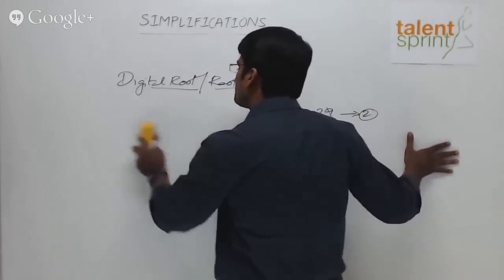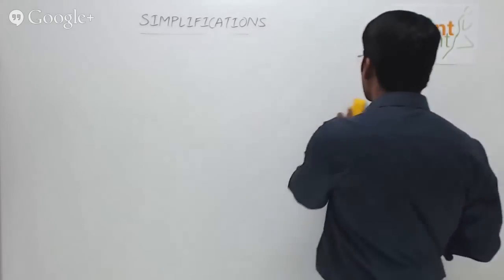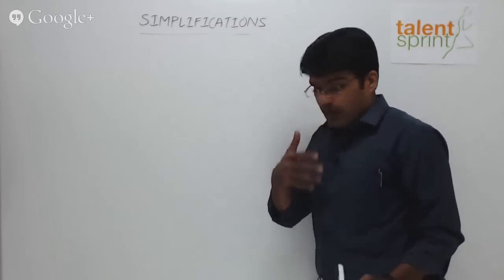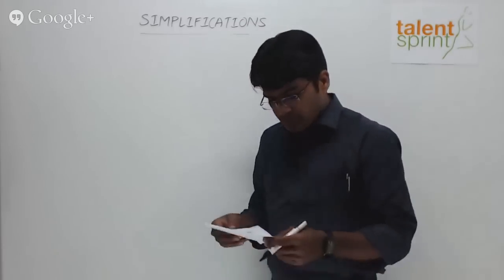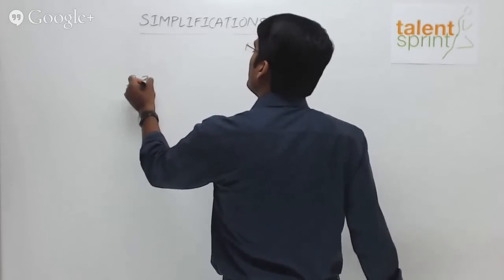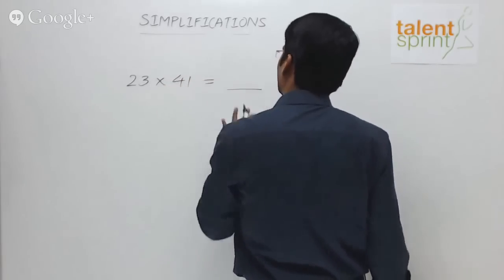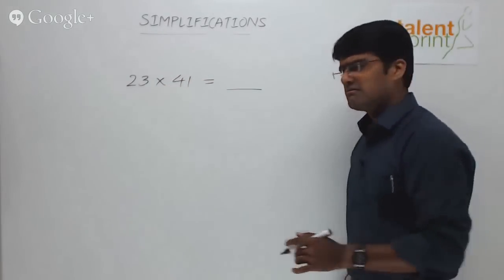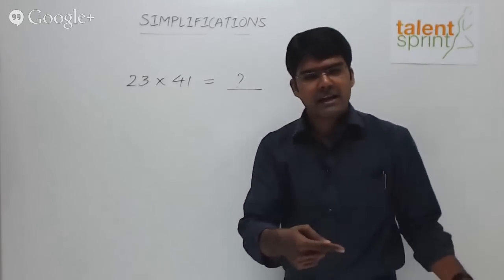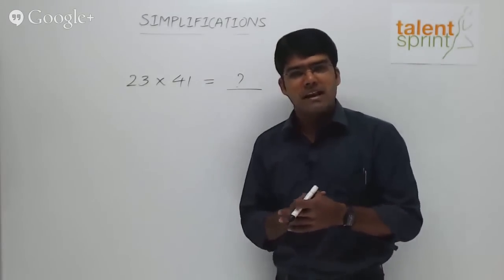Let's now understand the application of this. What is the use of finding out the root digit? How does it really help us in getting the answer? Let's take a simple example. 23 into 41 is equal to what? That's the question, let's say, and some options are given to you. I'm just taking a very simple example. Then we'll take one more example from the workbook, and with that, I think I'll be done and I can close the session.